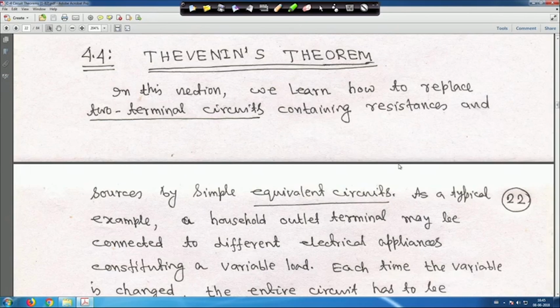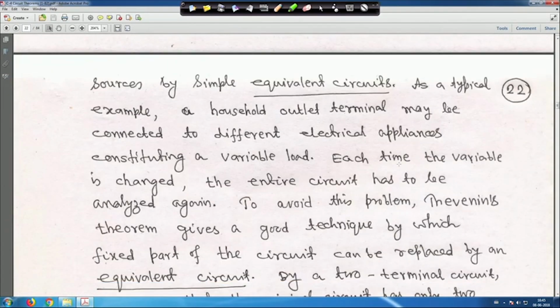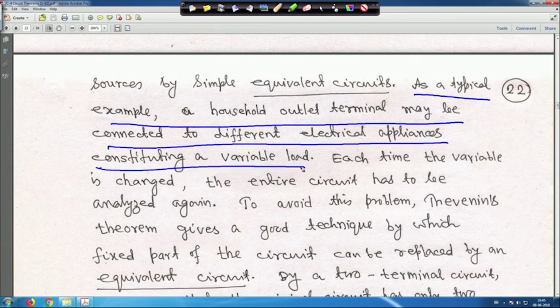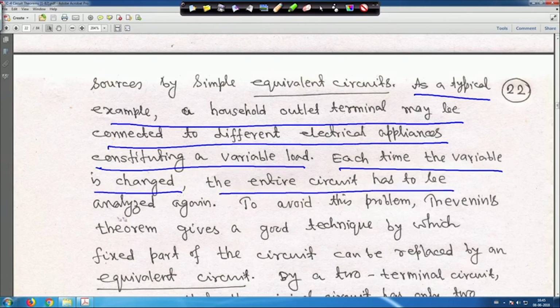As a typical example, consider a household outlet terminal connected to different electrical appliances, constituting a variable load. Each time the variable is changed, the entire circuit has to be analyzed again. If you take a large circuit and one particular branch R is changing, then again and again you have to solve the whole circuit. This is very cumbersome and time consuming.